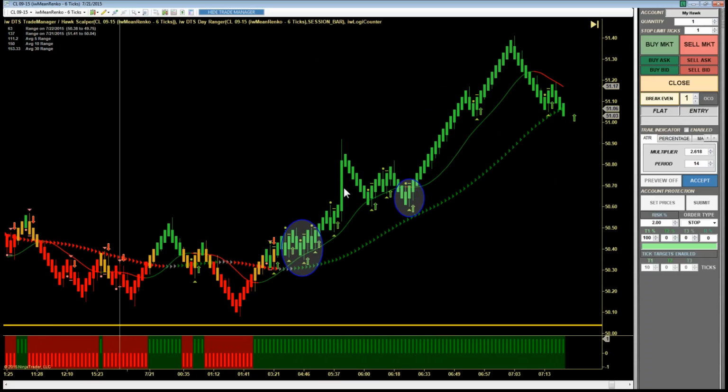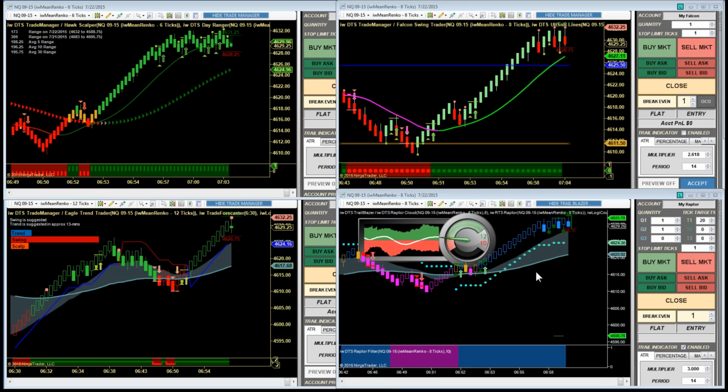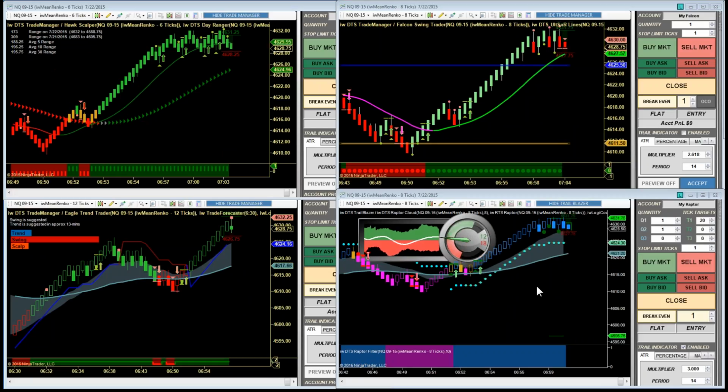Don't really know what happened here. This is a rather unusual bar for the mean Renko bars. It might have been a gap. All right, so crude is a little bit quiet after that attempt.